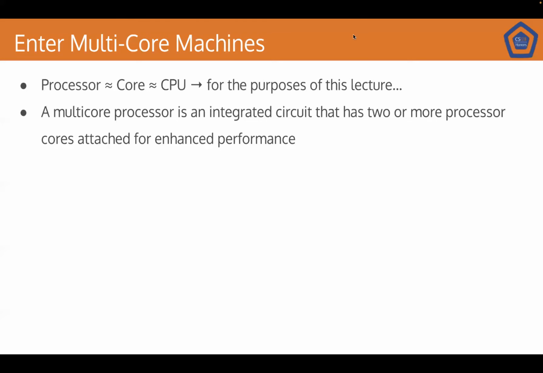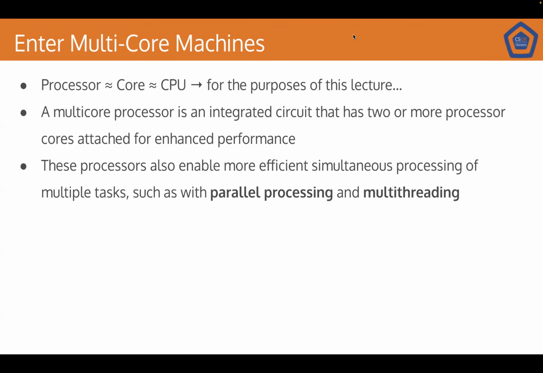Multi-core processors are essentially circuits that have 2 or more processor cores on the same computer. These processors enable us to do more powerful types of computing, such as parallel processing and multi-threading, because they allow us to run multiple programs at the same time. So you're essentially running a program separately on each processor. If you had 8 processors, you could run up to 8 things at once.